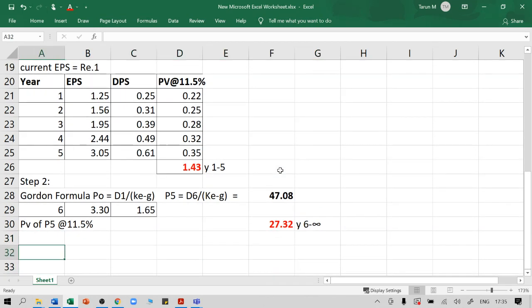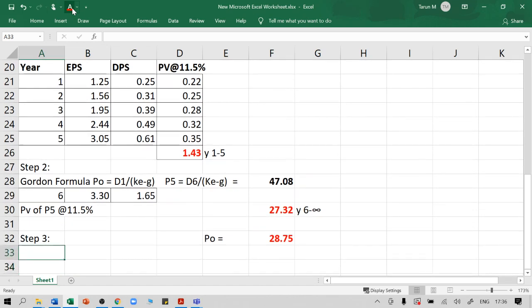Now in step 3, I'll make a sum total of these two numbers. Now look at this. This is 28.75. What is this? This is P0, that is the fair value of the share at year 0.